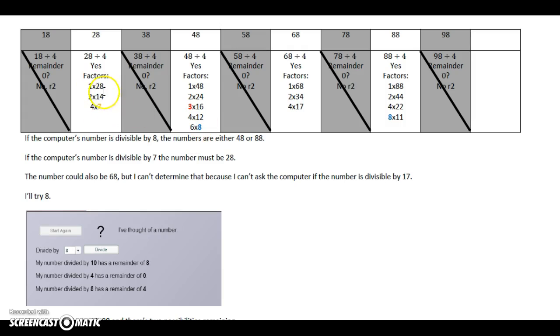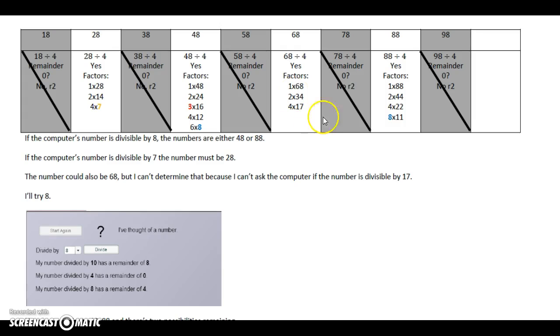So again, I'm starting to look at these factors of which ones are remaining. So 8 is shared by 2 numbers here. 3 is only shared by 1 number, and 7 is only shared by 1 number. And if you look at 68, for 68, the factors here, well, I can't ask the computer if it's divisible by 17. It only allows me to go from 2 through 10. So I can't determine yet if 68 is that number.